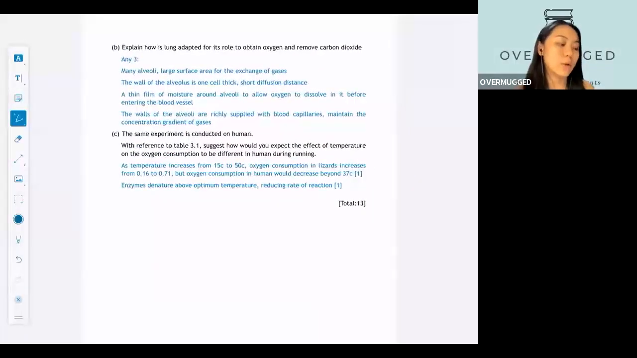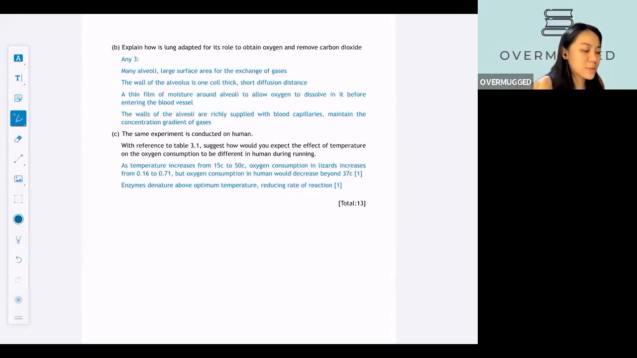The lung is adapted for its role. This is also pretty straightforward. Let me tell you this: anytime you see an adaptation, just make sure you memorize everything. Adaptation to its function is a very easy question to ask for bio. A lot of chapters have that kind of thing. So this as well, the lung.